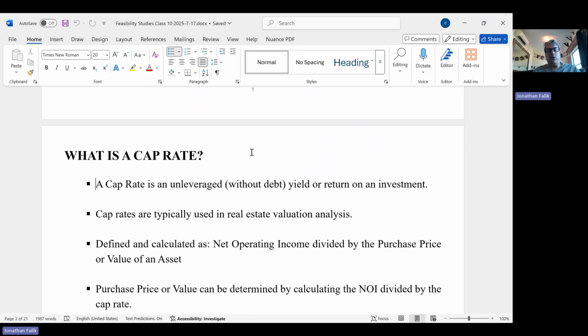And the way to understand what a cap rate is, it's the net operating income divided by the value or the price. Okay, and all that it's doing is capitalizing. That's why it's cap rate. Cap is short for capitalization rate. It's capitalizing the net operating income. So if you take $1 million of net operating income and you assume that the cap rate is 10%, $1 million divided by 10% will be $10 million.